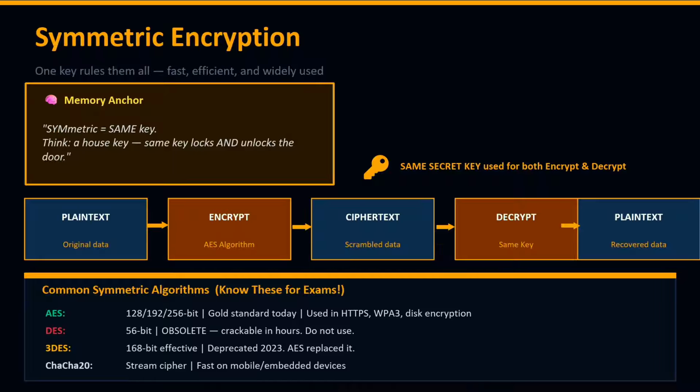ChaCha20 is a stream cipher that is usually used on mobile and embedded devices. A main thing to remember is the big advantage of symmetric encryption is speed. It's extremely fast and efficient, which is why it's used for bulk data encryption. However, it has a weakness: both parties need to securely share that secret key, and that key exchange problem is exactly what asymmetric encryption was invented to solve.